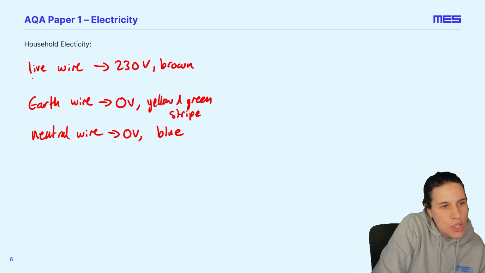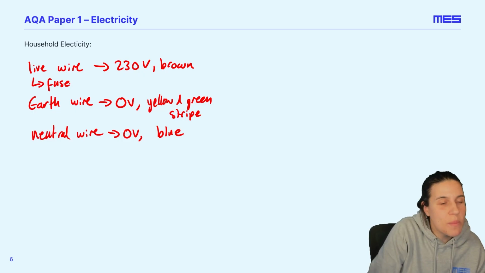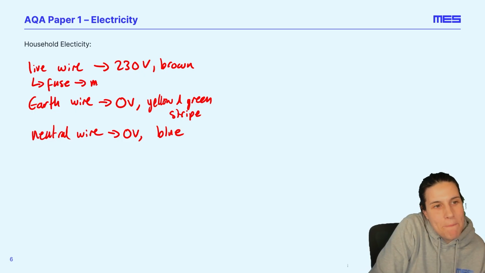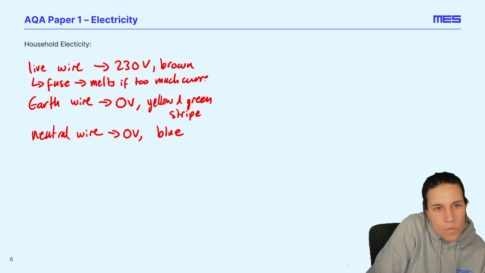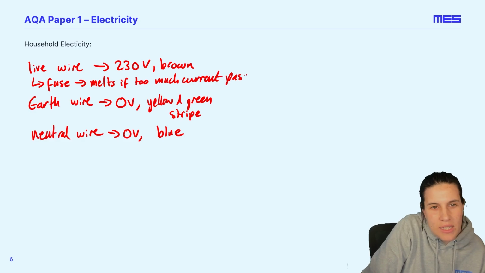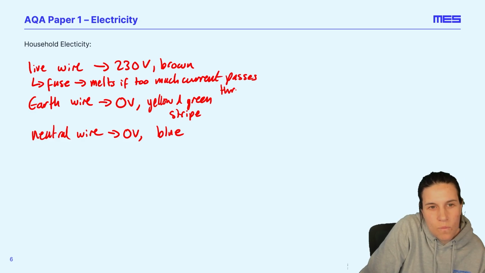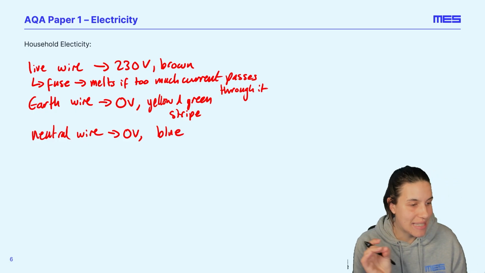Now, also connected to your live wire is a fuse. Now, the role of a fuse is it melts if too much current passes through it, and that breaks the circuit.